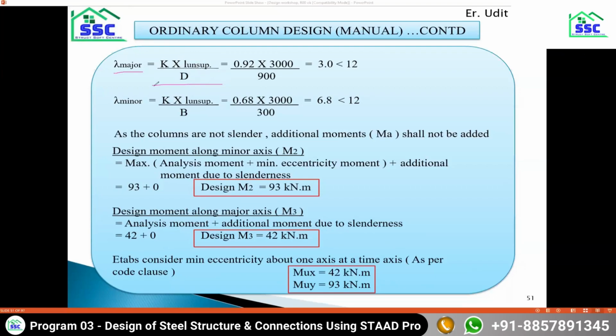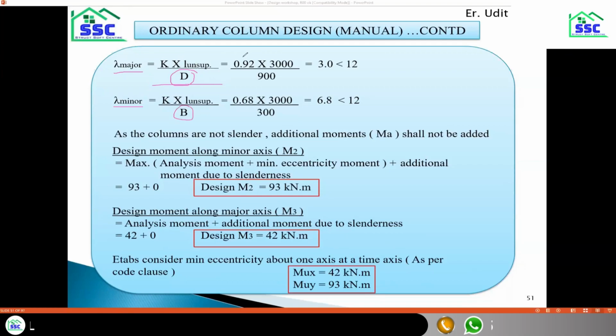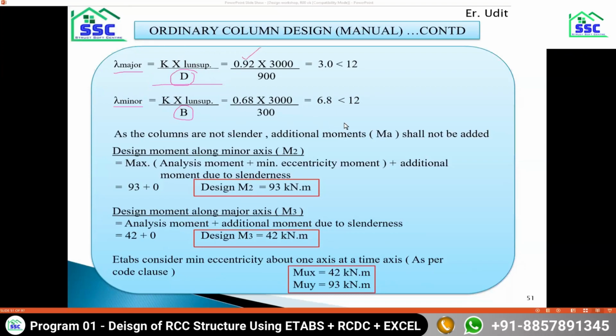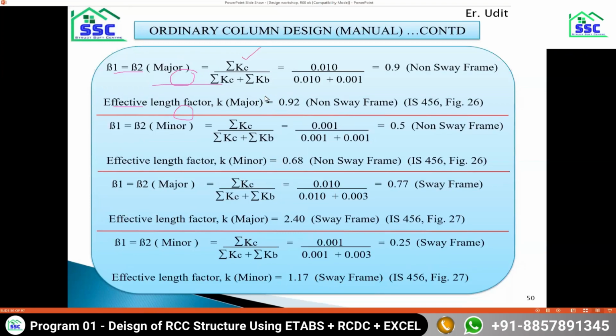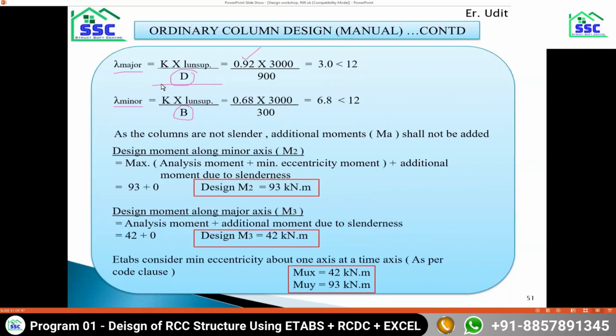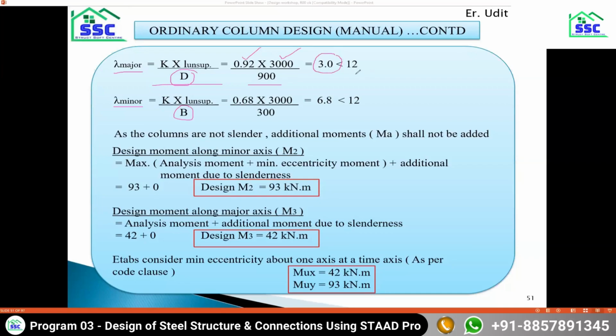If you are calculating slenderness ratio along major axis, you have to consider capital D. And if you are calculating slenderness ratio along minor axis, you have to consider B. Hence 0.92, which is nothing but the effective length factor that we got here. Using this value, we get 0.92 into unsupported length of our column 3000 divided by the dimension of the column along its major axis 900. And hence our slenderness ratio, my friends, comes out to be 3, which is less than the value of 12.